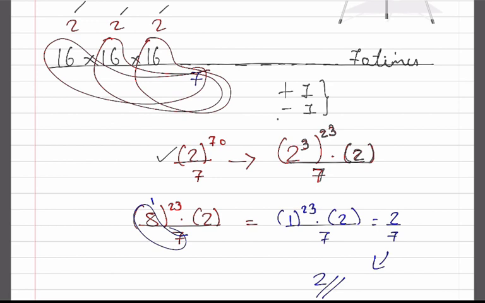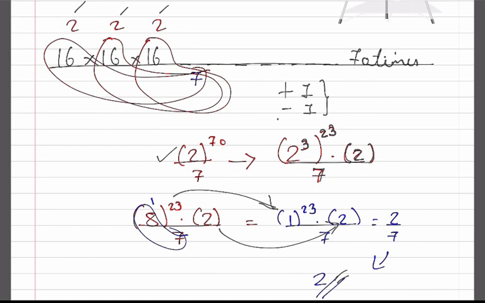1 multiplied 23 times is nothing but again 1 into 2, which is there at this side. So 1 into 2 is nothing but 2. 2 divided by 7. As the number is lesser than 7, that is my answer. Okay, so what did I do right now? I split the number. I got the answer.